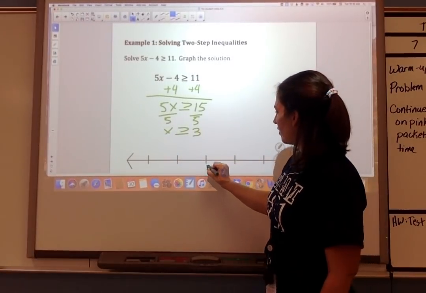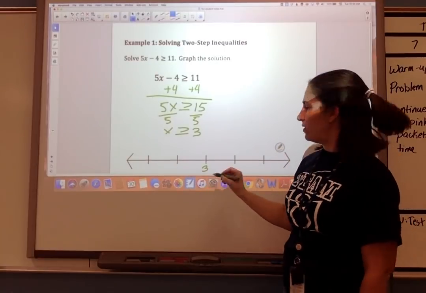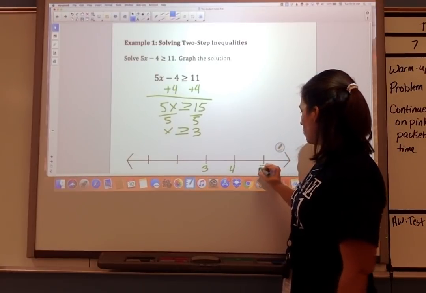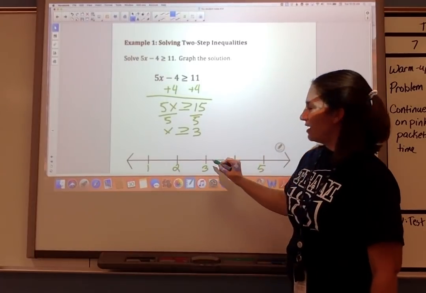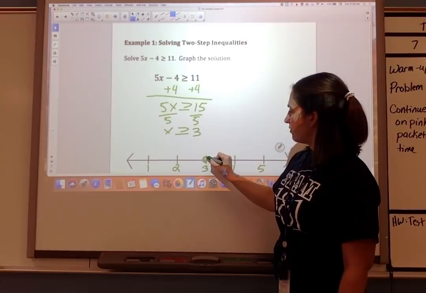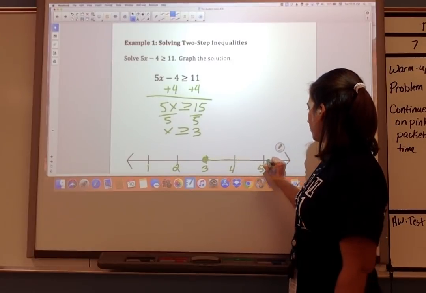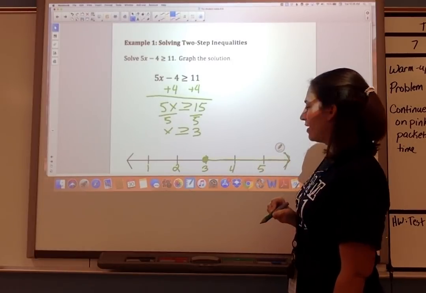So let's go ahead and mark this on the number line. We'll put 3 kind of in the middle. We can just count by ones here. And we're going to say 3 is a solution, so that's colored in, and it's anything greater than 3 as well. So we're going to shade to the right.